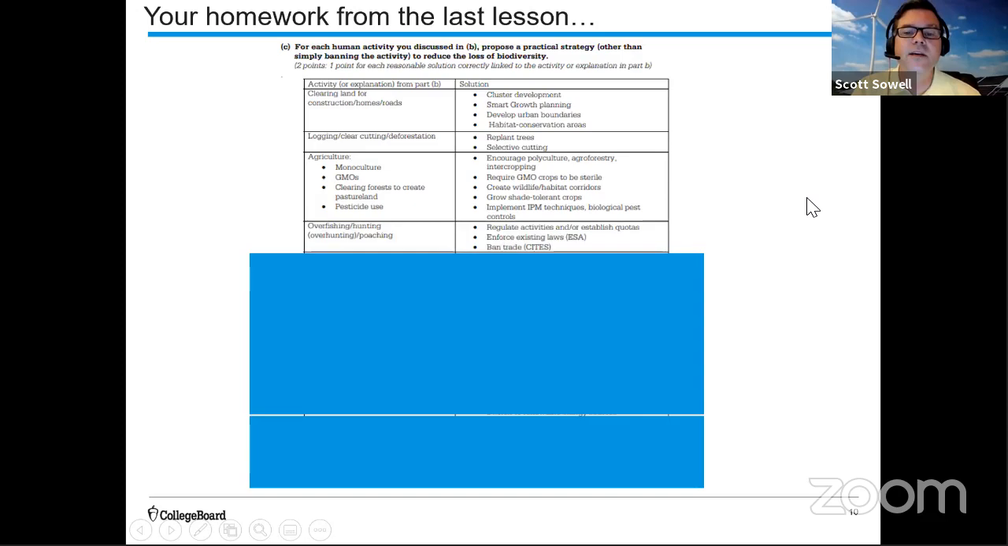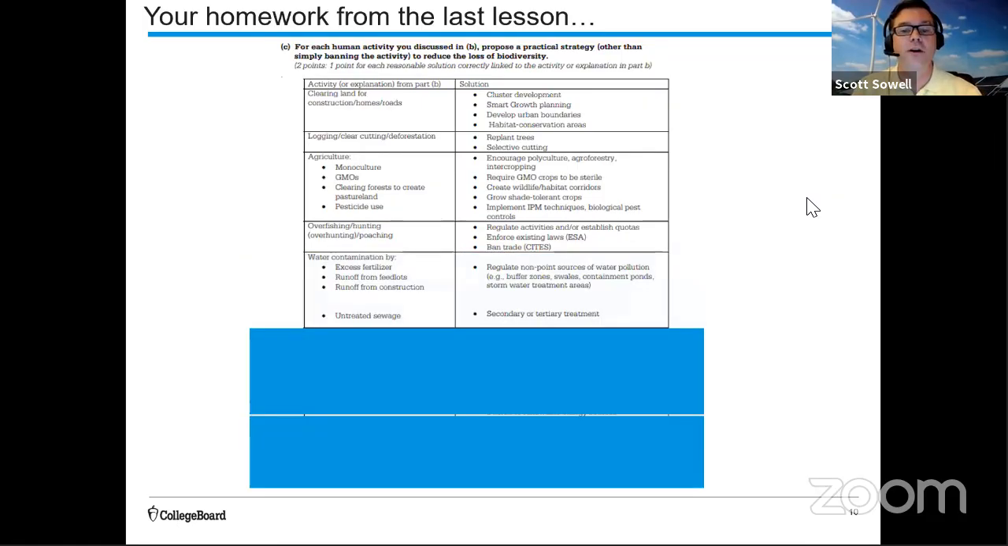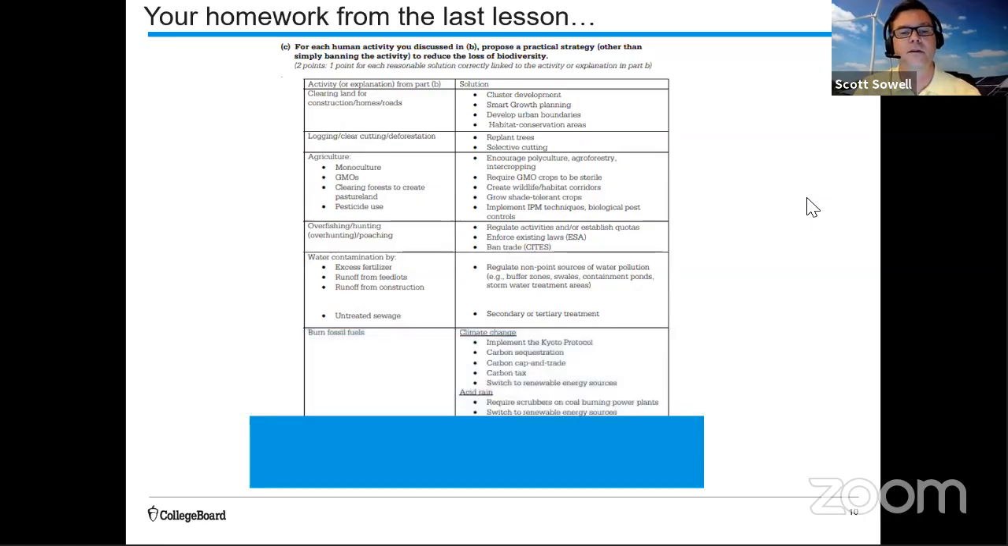Overfishing or overhunting, we could look at CITES, the international ban on trading of endangered species, or our national law here in the United States, the ESA, the Endangered Species Act. Water contamination, you could look at regulations on those point sources of water pollution, or you could look at wastewater treatment facilities as a solution.